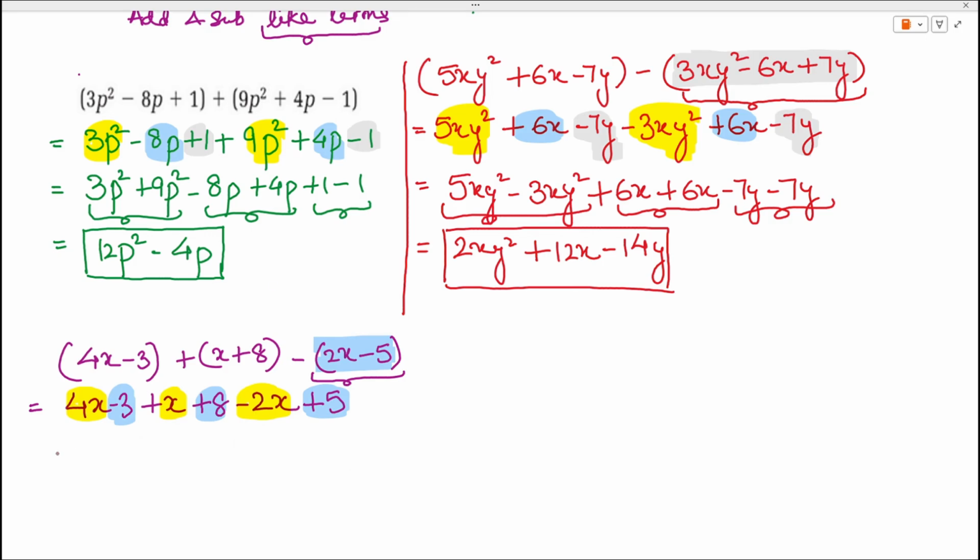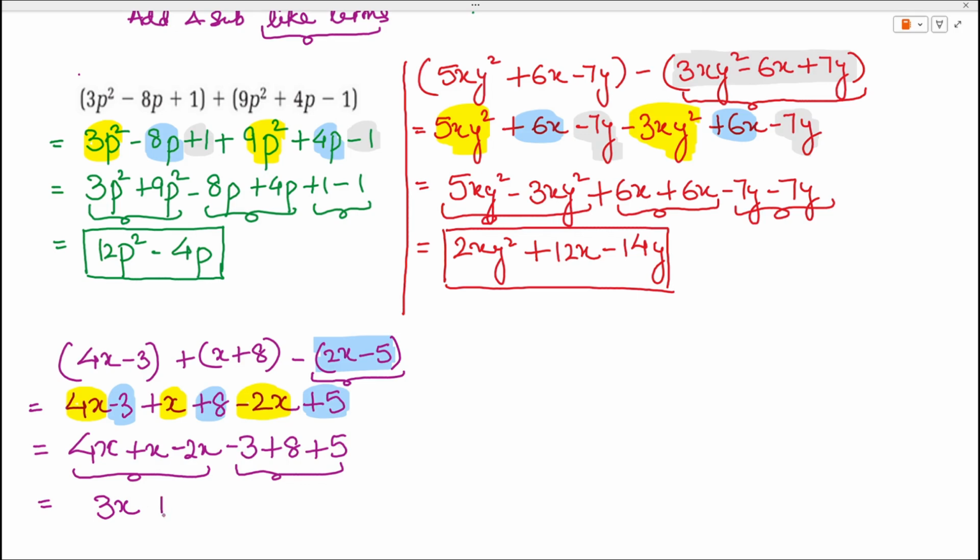So let us put our like terms together. We have 4x plus x, subtract 2x, and the three constants separately. So we have negative 3 plus 8 plus 5. Now we'll simplify these like terms together. So 4x plus x, which means 1x, gives us 5x, and 5x subtract 2x gives us 3x. Now here negative 3 plus 8 is 5, and 5 plus 5 is 10.